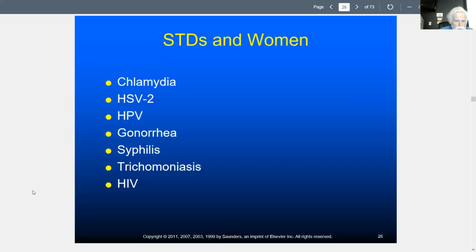This list of STDs is, of course, not complete. We know about chlamydia and herpes simplex virus 2. Herpes simplex comes in a number of different forms. Type 1 is cold sores, and type 2 is genital herpes. We've got human papillomavirus, gonorrhea, syphilis, trichomoniasis, and of course, HIV.